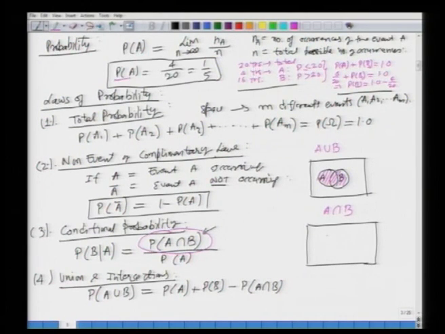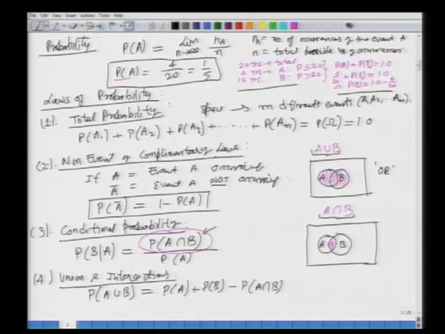Intersection is basically AND, in which things are common to both the events. Let us say this was your A and this is your B. So, what it is, your A intersection B, and this is your A union B. When you have these two events, they are related with an OR operator. When you say A union B, you are saying the probability of occurrence of this or that, event A or event B.